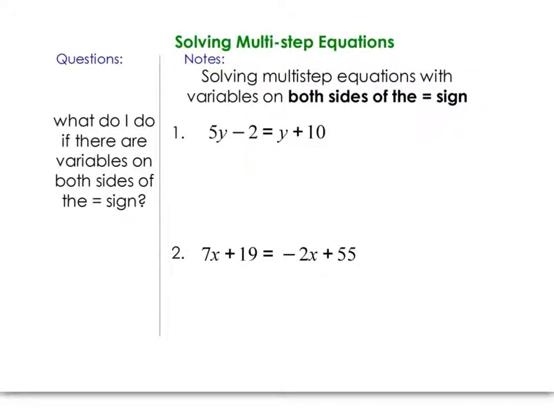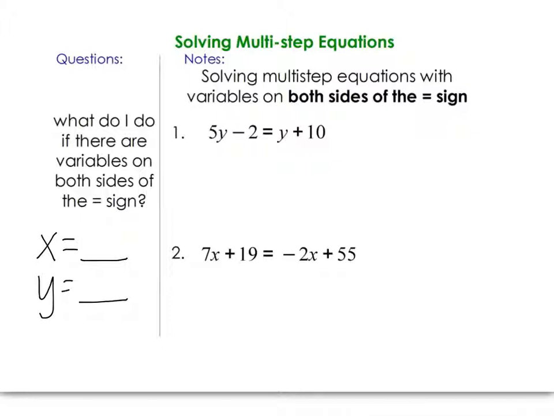Okay, today we are solving multi-step equations. So the goal is still the same. I'm still trying to get my variable alone on one side of my equal sign. So my answer should look something like this: x equals or y equals, and it should just be some number. That's all I'm looking for.